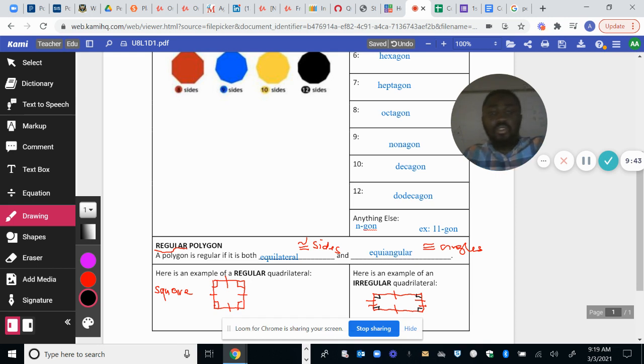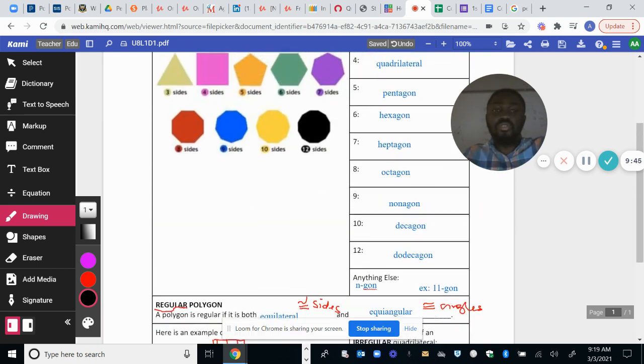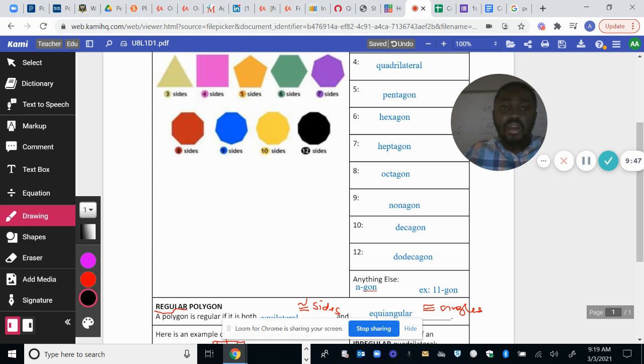So this was today. We just talked about how to name quadrilaterals and polygons in general, and next time we're going to go further in looking for sides, angles, whether interior or exterior angles, and do other things.